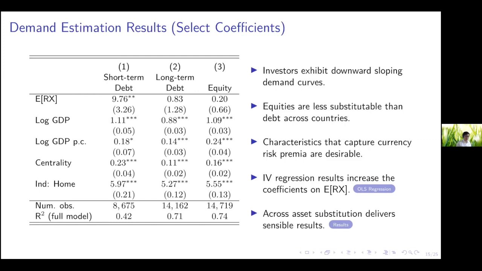So that at least gives us some confidence that something is going in the right direction here. The last thing I want to say about our estimation is that across-asset substitution also delivers pretty sensible results, in the sense that coefficients that are supposed to be between 0 and 1 are. I think that with these regression results in mind, I want to move forward and talk about our counterfactual exercises then.